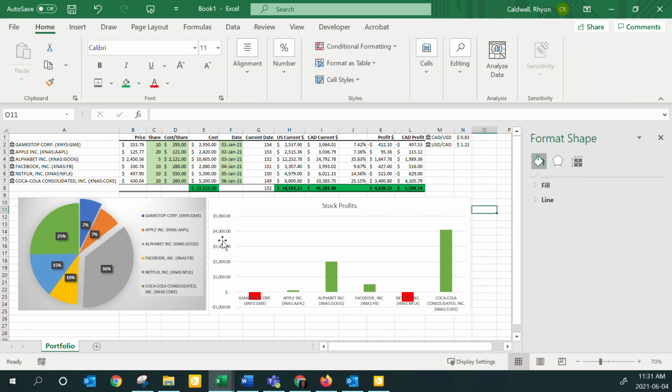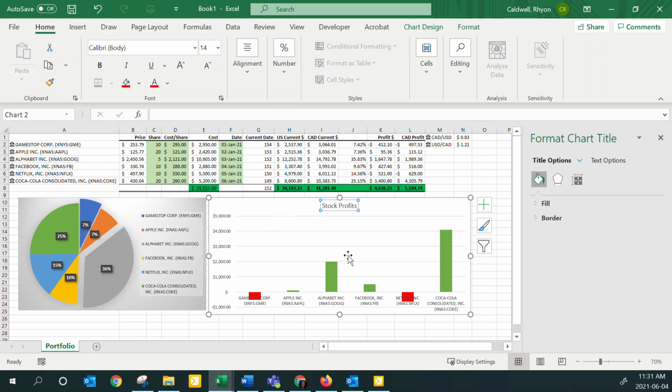So when someone first opens up this, one of the first things they're going to be attracted to are the graphs. People, we like colors, we want to see what it is. Our eyes are automatically drawn to this rather than the detailed numbers. So if the title at the top is the stock profits, right away your user is going to see that Coca-Cola is doing well, Google is doing well, GameStop and Netflix are not doing as well.